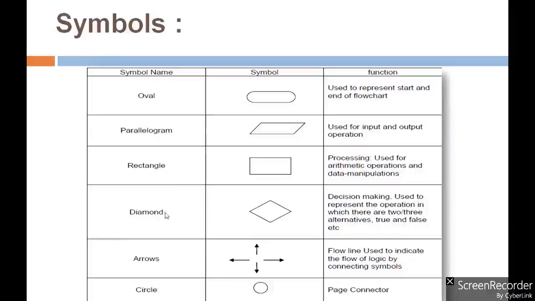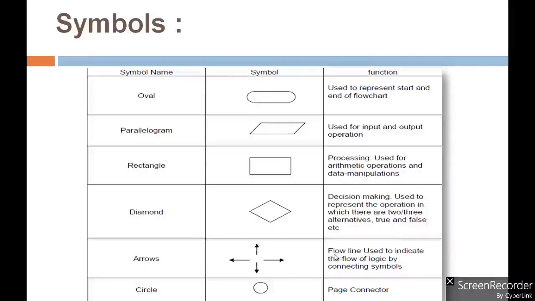After that, the diamond symbol comes. This diamond symbol is used for decision making. Yes, it is used to represent an operation in which 2 or 3 alternatives are available, like true or false, or option 1, option 2, option 3. So if 2 or more than 2 alternatives are available, then decision making statements are used. Then the next symbol is arrows, from top, bottom, left or right.